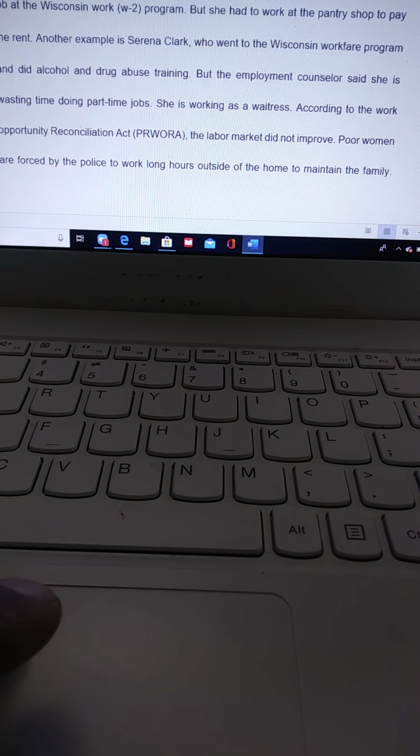Low wage workers. Let's see. But she had to work at the pantry shop to pay rent. Another example is Serena Clark, who went to the Wisconsin Work Fair program and did alcohol and drug abuse training. But the employer.